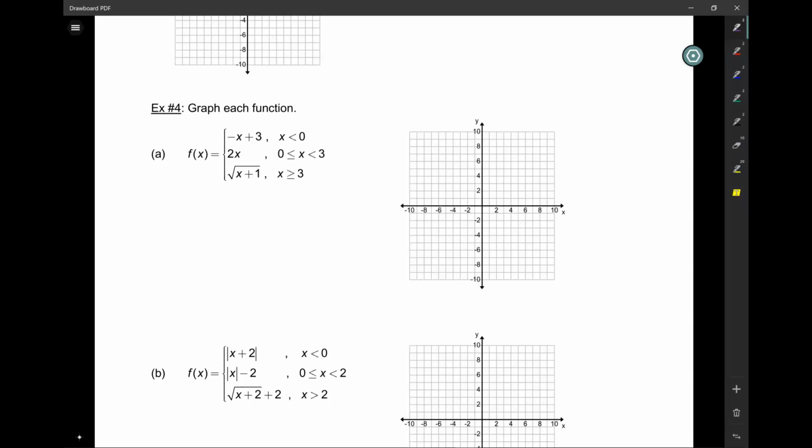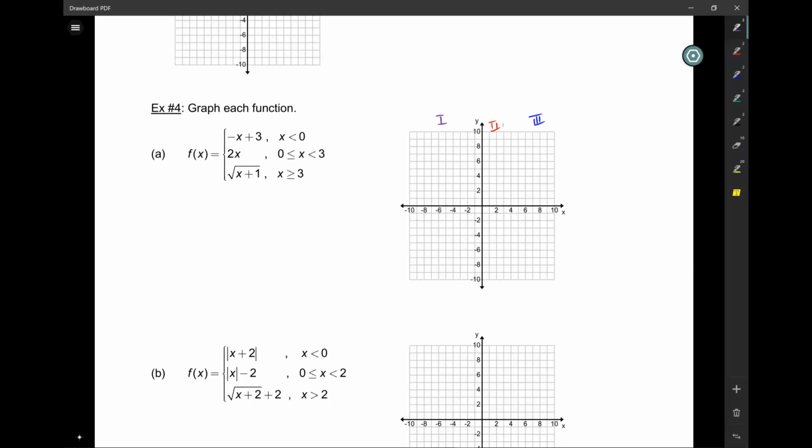Now, I have one region for x less than 0. Then I have region 2. Then I have region 3. What did I say was the most important thing, the first thing you do when you're going to graph one of them? Plot which point? The ones that are on the boundaries.